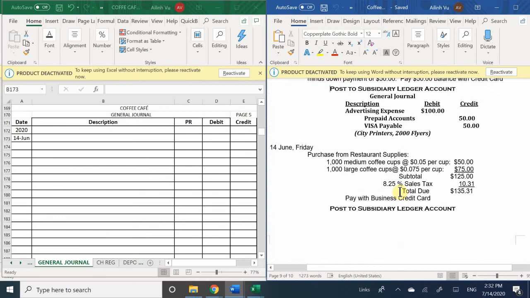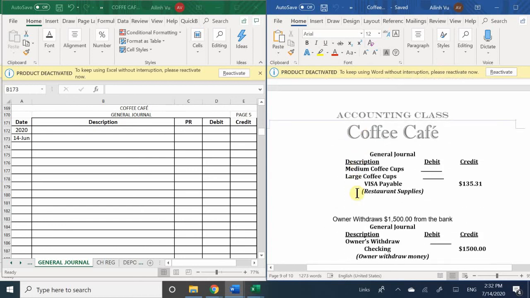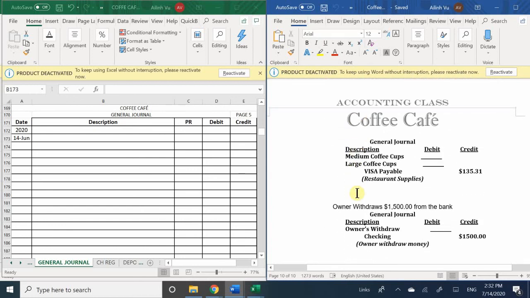Okay, so the first thing you've got to do is figure out what did we buy. We bought medium coffee cups, large coffee cups, and we paid with the credit card. Now, where do we go to look to ensure that we have this account? Our chart of accounts. That is correct. So in this case, I did give it to you here that there is a medium coffee cups and there is a large coffee cups.